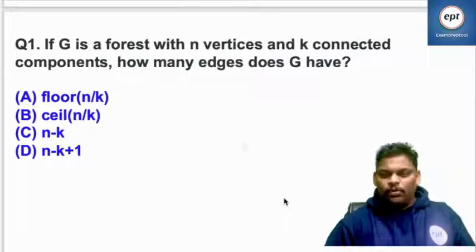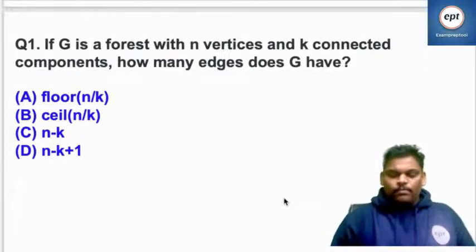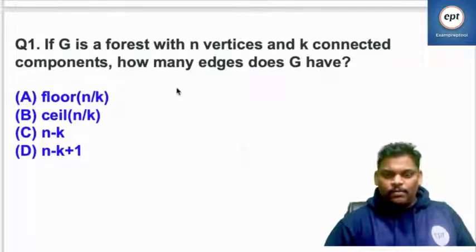It's the first problem. Can you go ahead? Yeah. Now check. What is the answer?